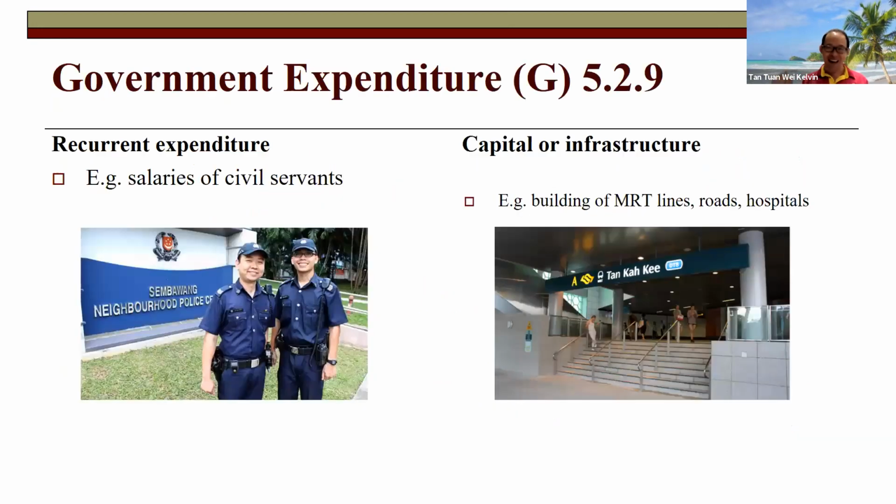Okay, fine. We have done most of the work already, so I'll talk a bit about G and M before going for a break. Government expenditure. This is another way in which the government can use fiscal policy to manipulate the aggregate demand curve, which is to increase or decrease G. There's recurrent expenditure, which is spent every month, every year. But there's also one-off expenditure called capital or infrastructure, like the building of MRT lines.